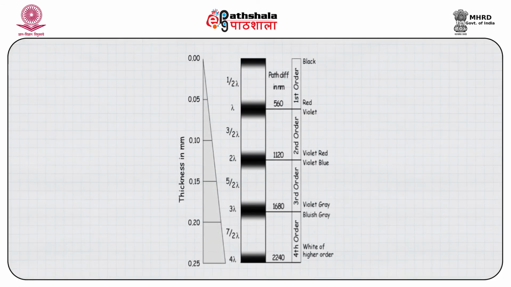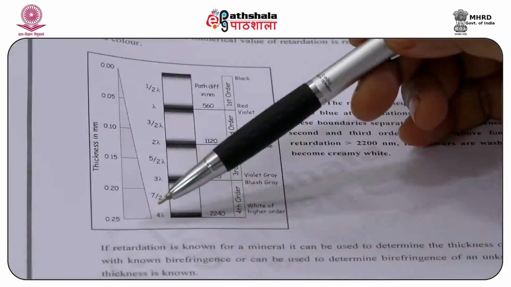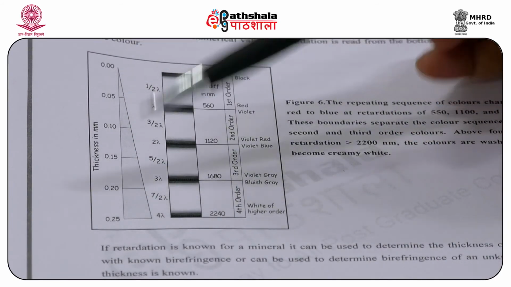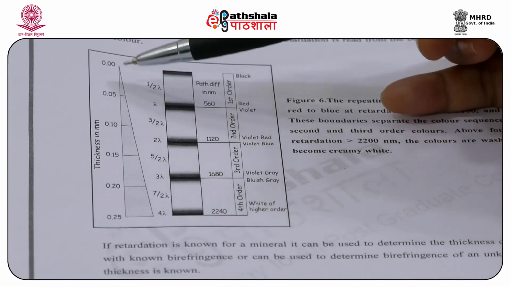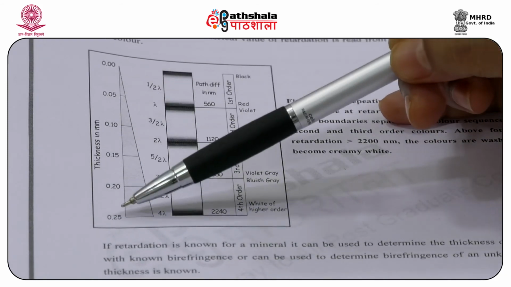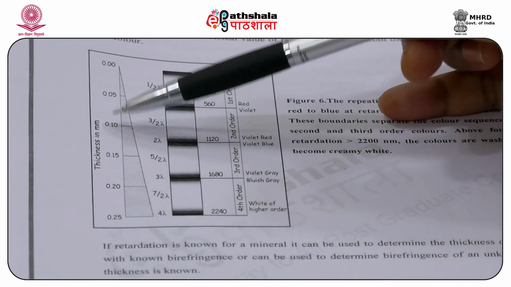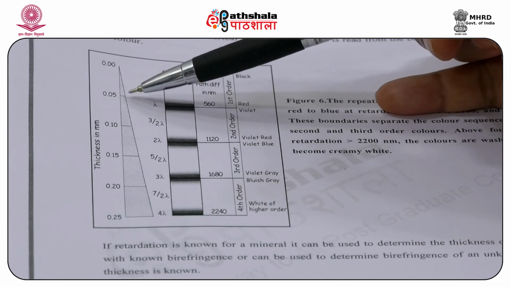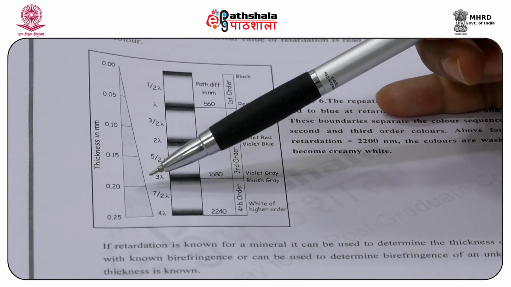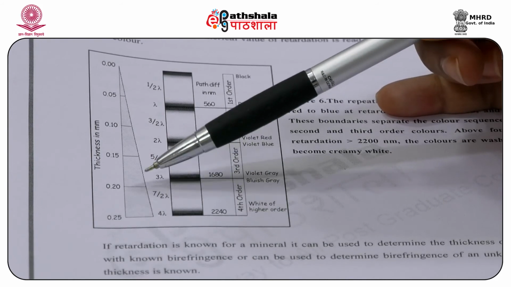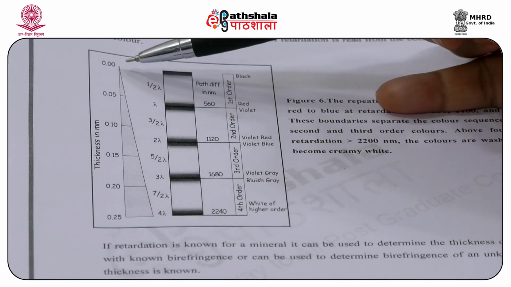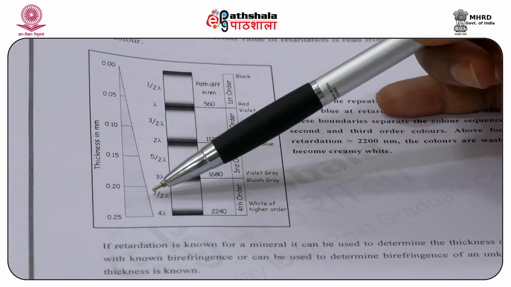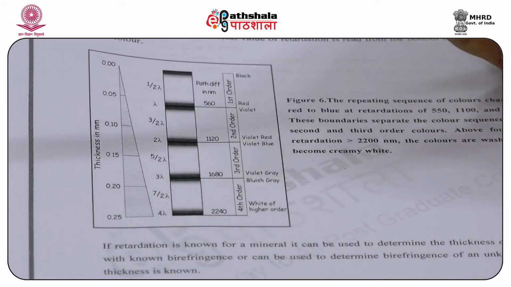We have earlier discussed the wedge showing a different set of interference colors, which resulted in the construction of the Michel-Lévy chart. Here also you can see a wedge of a mineral grain. Marked on it is the thickness of the mineral, and for each retardation, which is 1 lambda, 2 lambda, 3 lambda, 4 lambda, we will have dark zones, and in between we will have different orders of interference color: first order, second order, third order, fourth order, and likewise.